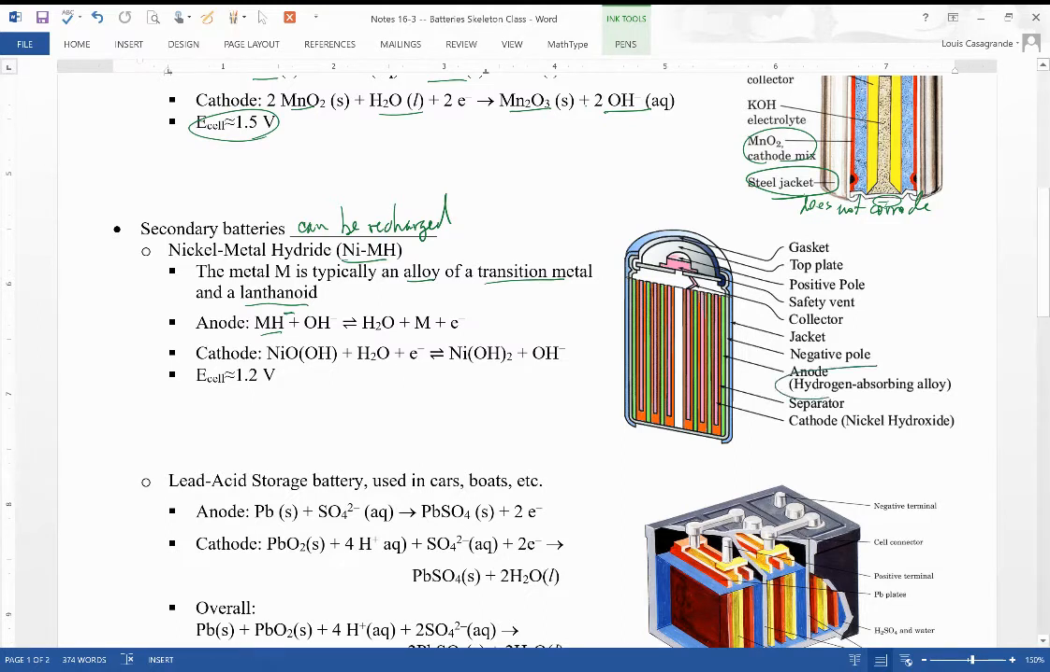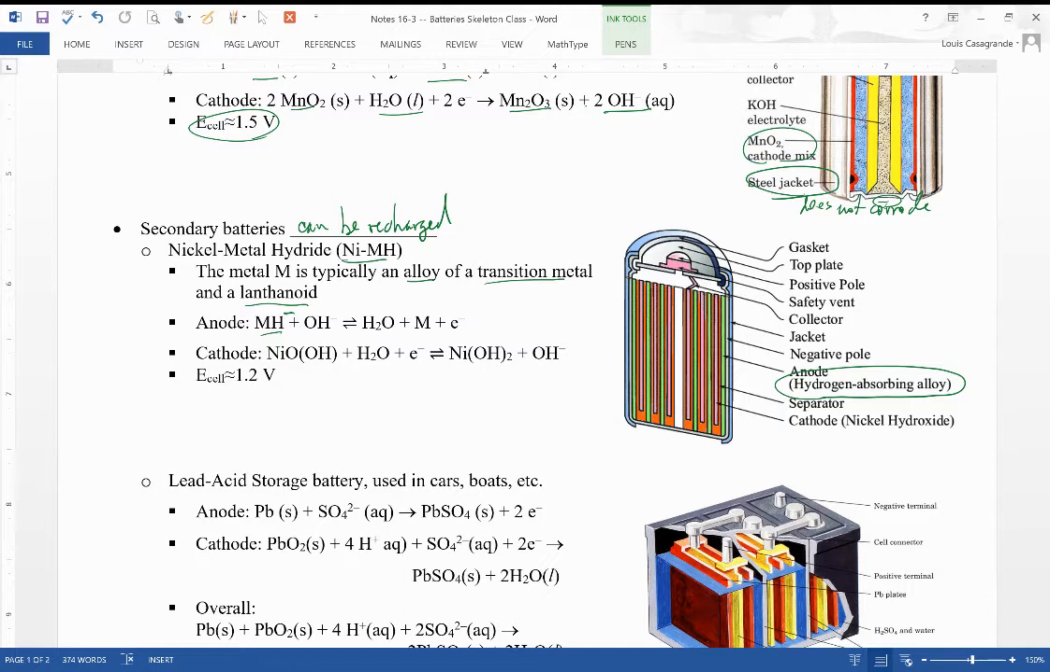And at the anode, we have this hydrogen absorbing alloy along with that metal hydride. And you can see that this is a kind of layered structure inside this battery. The specifics of the construction of the battery are not important. I really just want you to focus in on what the reactions are and how we might try to understand what the reactions are. You won't have to memorize them, by the way. Any reactions that I'm going to ask you about for batteries, you will get those reactions on the test.